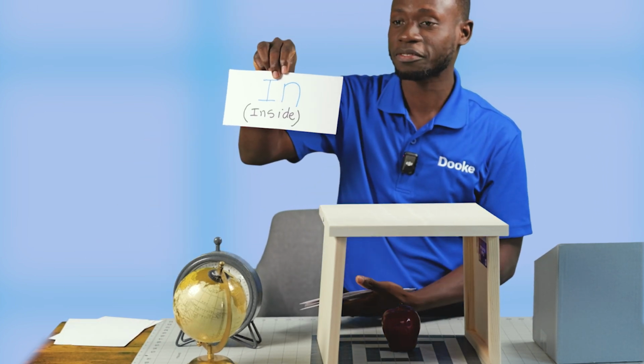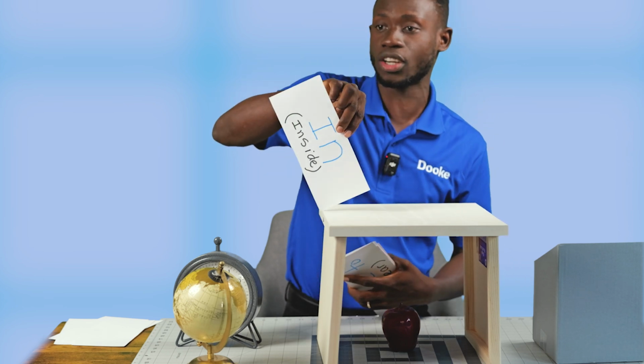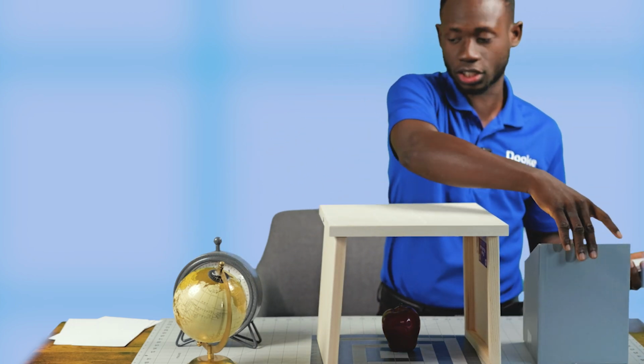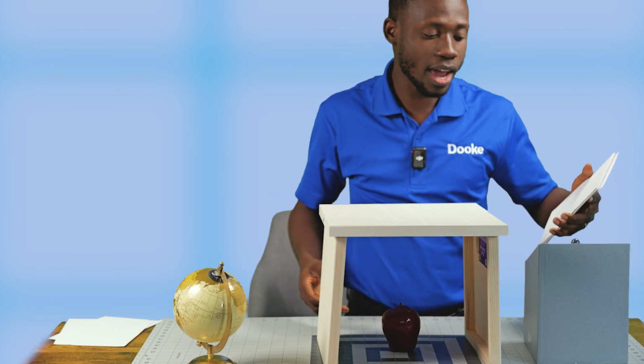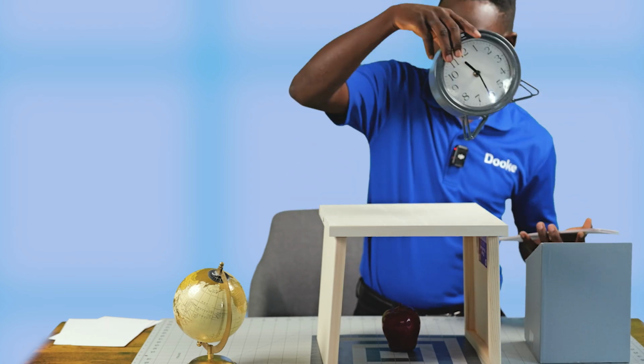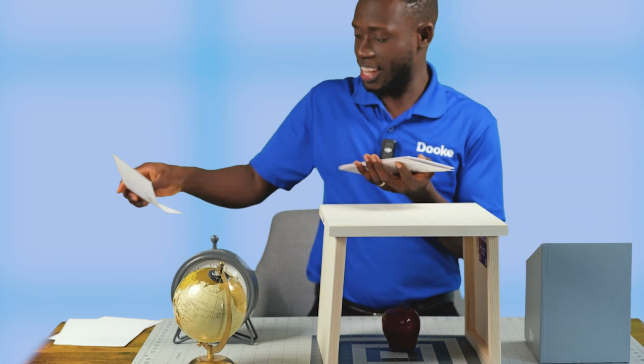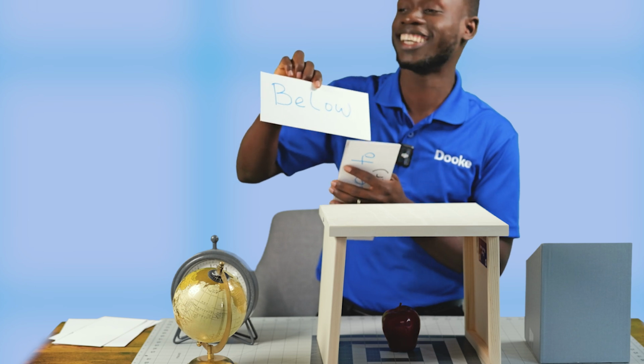And this? In. Inside. It's inside. For example, here there is a space. The box. Now I say, where is the clock? The clock is inside the box. The clock is in the box. It's in the box, right? Almost inside the box.